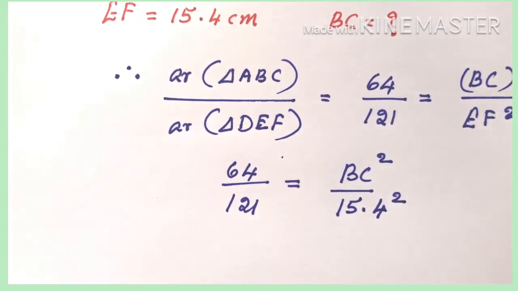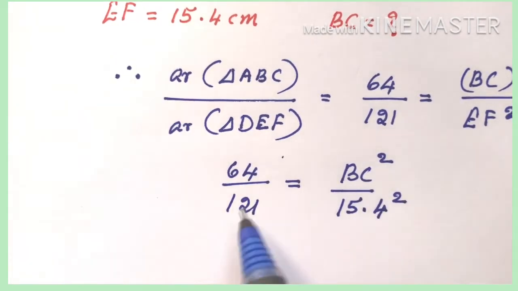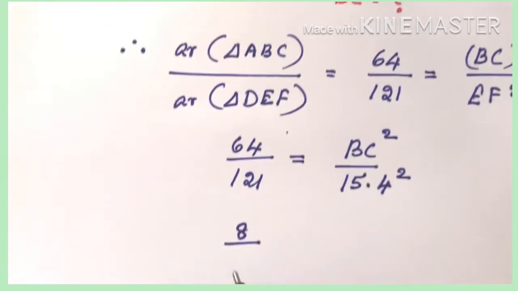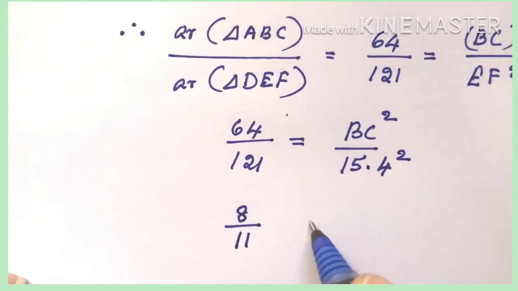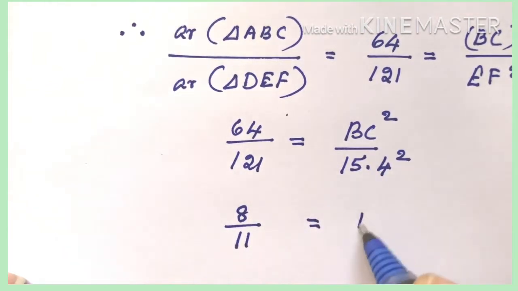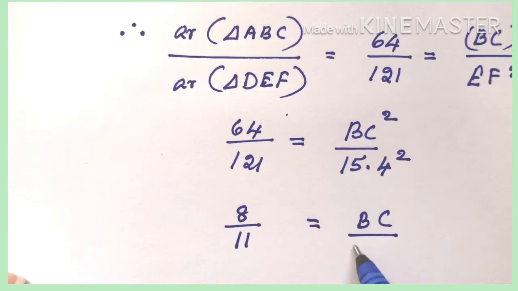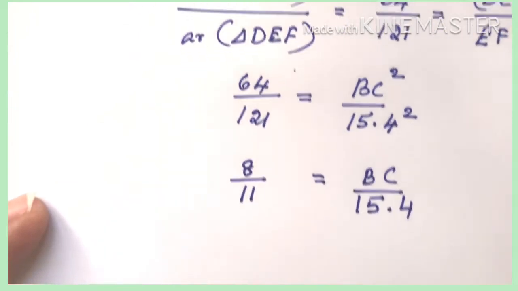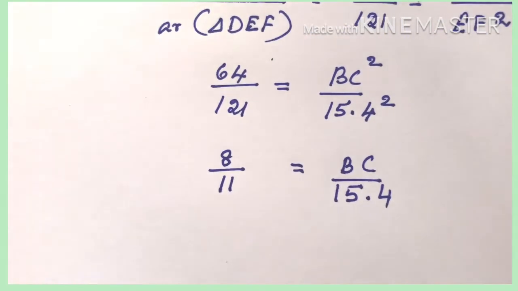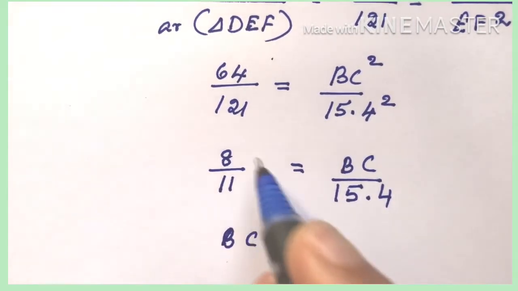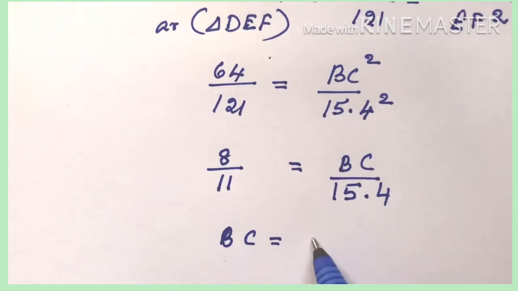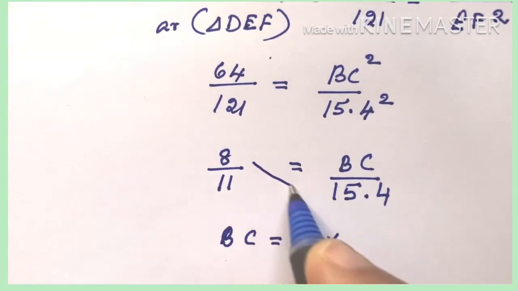On the left side and right side, every number is a perfect square, so take the square root. Root of 64 is 8. Root of 121 is 11. Root of BC square is BC, and root of 15.4 square is 15.4. To find BC, cross multiply and get the value of BC. That is 8 times 15.4 divided by 11. BC is equal to 8 times 15.4 by 11.